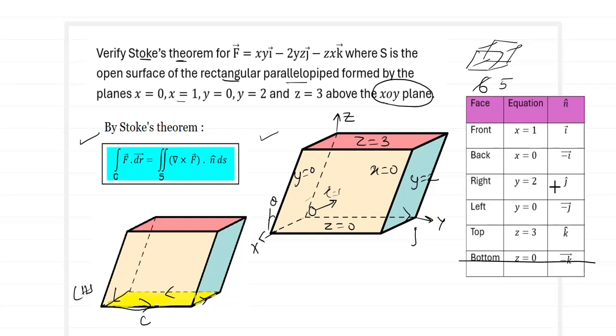This is my direction of j. Now, y equal to 0 is in the opposite direction, so it is minus j. The top one has the unit outward drawn normal as k cap, so this is going to be k.